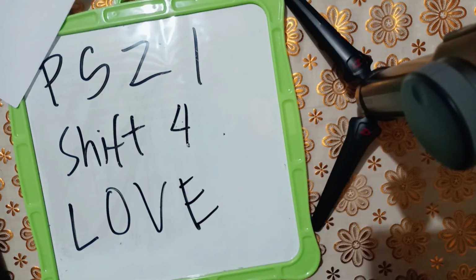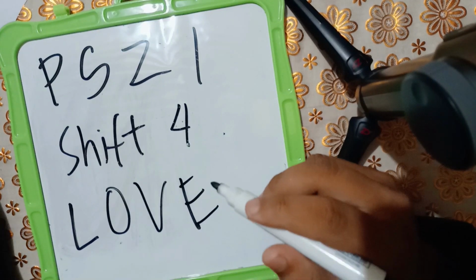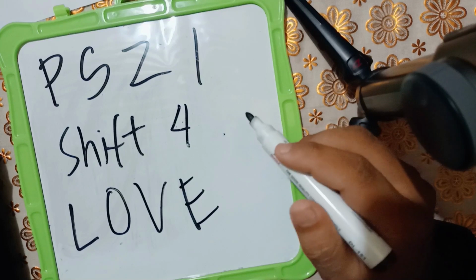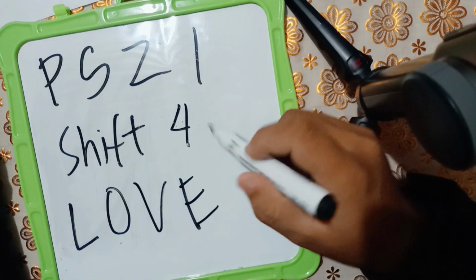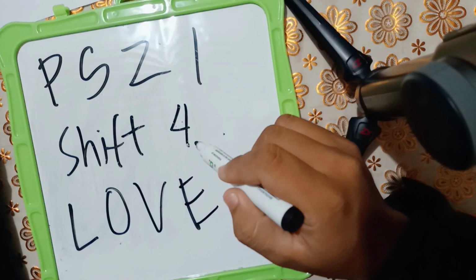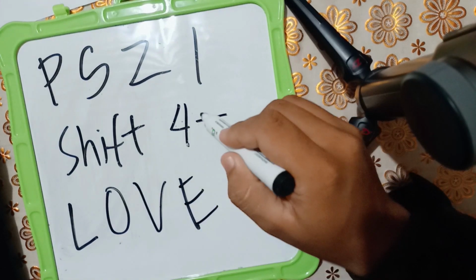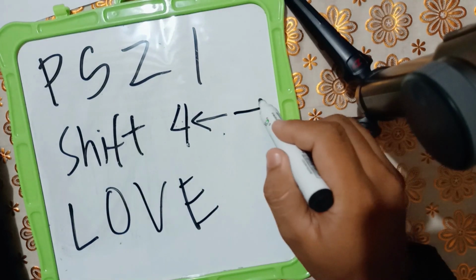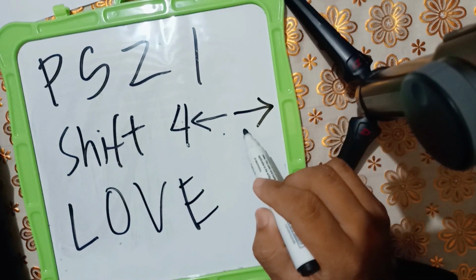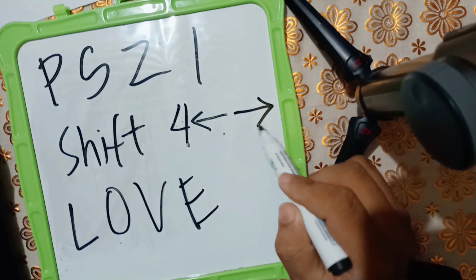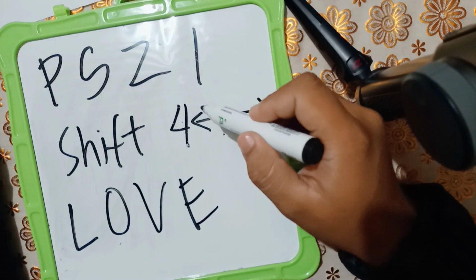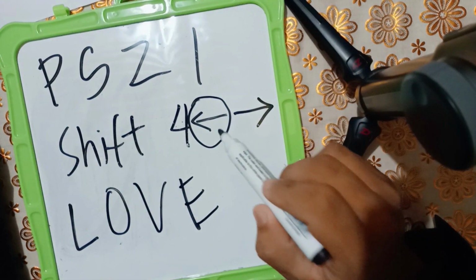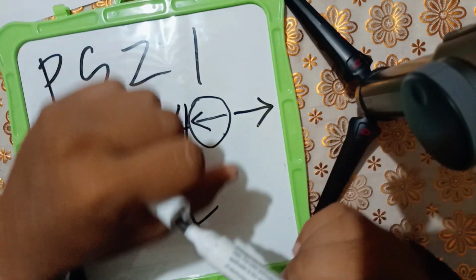So the difference is just that we do it backward, the opposite of the encryption key. If the encryption key said shift 4 from left to right, in decryption we do it opposite. So we're going to do it from right to left. If the encryption key is from left to right, the opposite is from right to left.